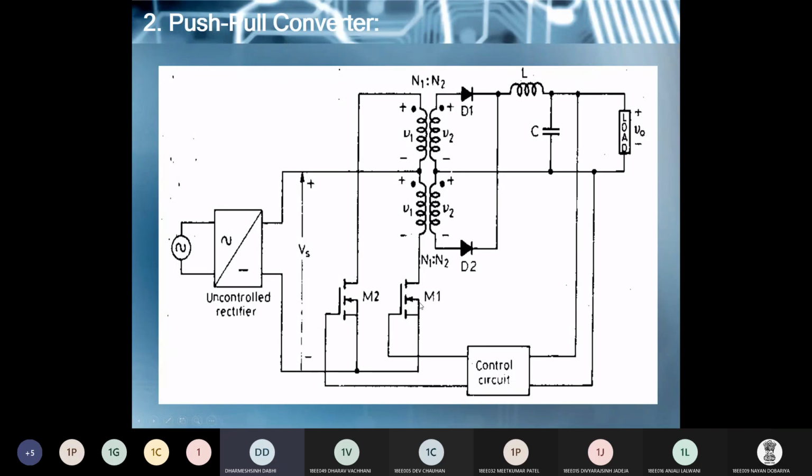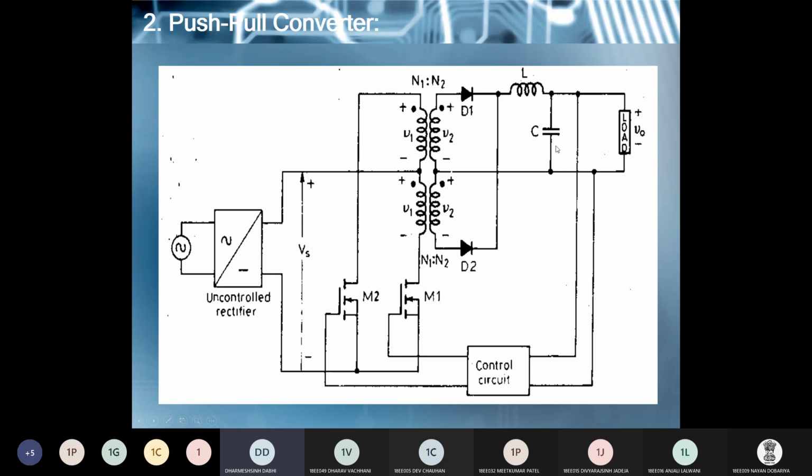Then M2 on, M1 is off. Then you get the polarity minus plus here, so D1 is reverse biased and D2 is forward biased. So again you get the positive voltage across the load side. In short, in both the cases, when M1 is on or M2 is on, you get the positive voltage at the load side. It means that you continuously get the DC voltage.